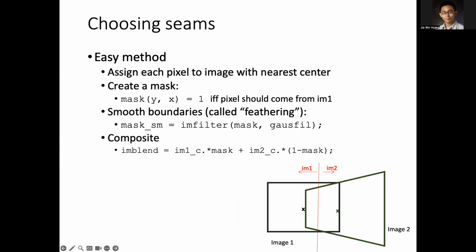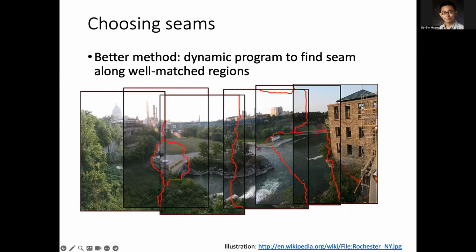So we talked about this. I think Yao Zhi talked about this when we covered Laplacian pyramids. There are some complicated methods where, if you have all the images lined up together, you can have an algorithm that finds where you should cut through so that you can hide the artifacts.